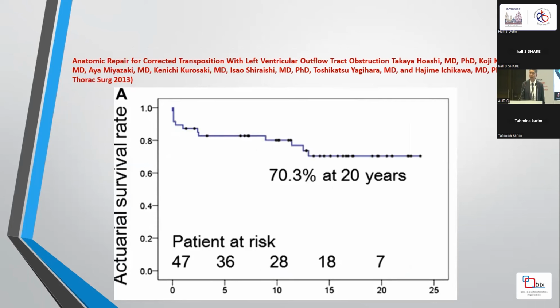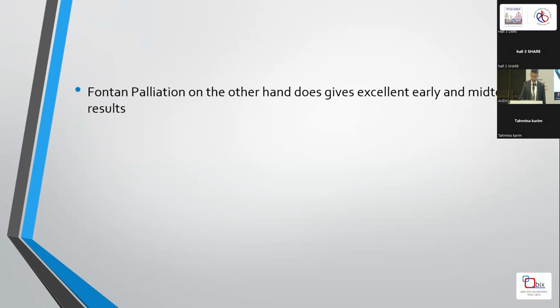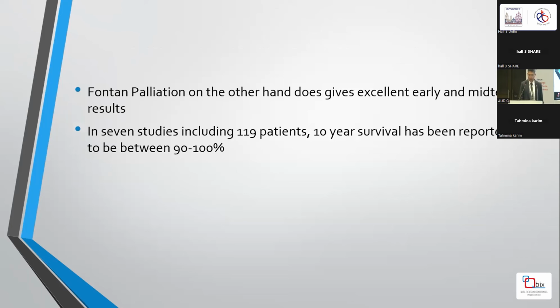So what happens when you do Fontan? You get a similar survival at the end of 20 years. You have 65 to 72% survival, and rather, immediate survival in some studies has been 90 to 100%.